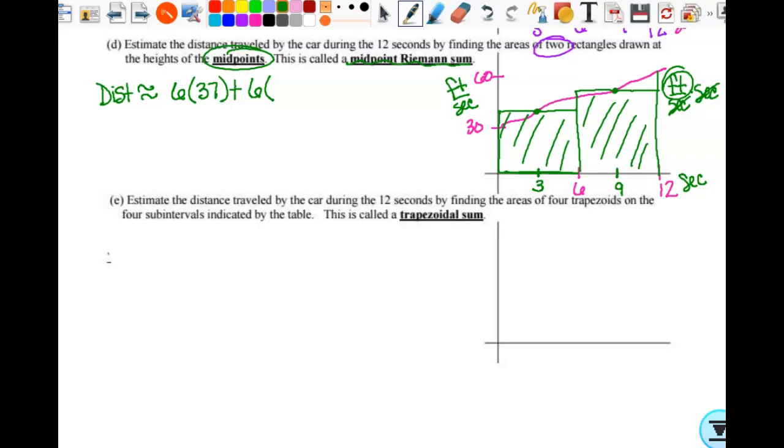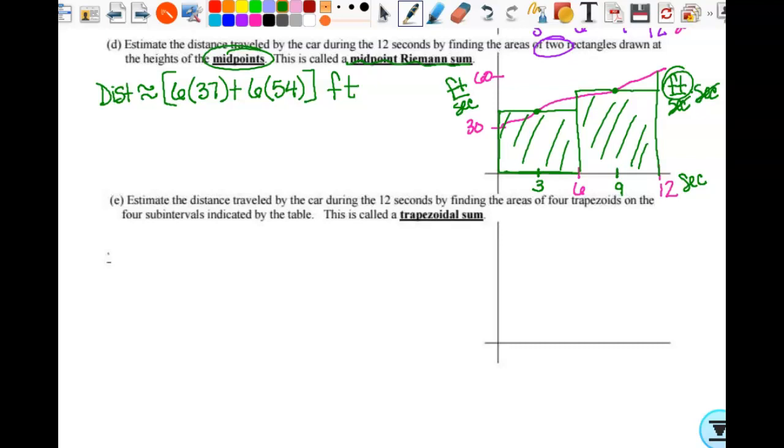And then I need the height when x is 9. The height is the y value, which is 54. And then this is feet. Okay. And then the height is the midpoint of the interval. Okay. We don't have to write out an explanation. We all good? So we have left hand, right hand, midpoint rectangles.